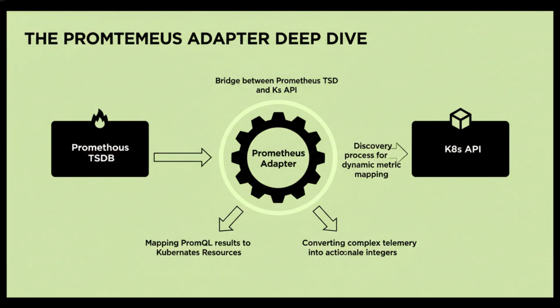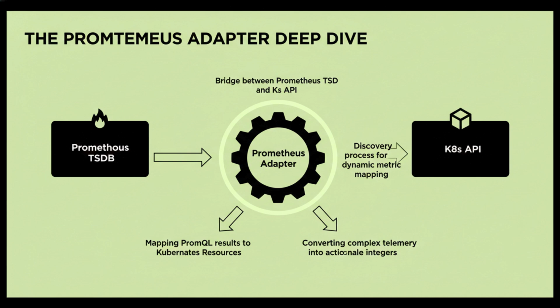The most common way to implement custom metrics is via the Prometheus Adapter. Prometheus is already the industry standard for monitoring, so it makes sense to leverage its data for scaling. The adapter acts as a bridge. It runs a discovery process to find available metrics in Prometheus and then maps them to the Kubernetes API format. The configuration involves defining rules that tell the adapter how to query Prometheus, how to associate the results with Kubernetes resources like namespaces and pods, and how to expose them as metrics.